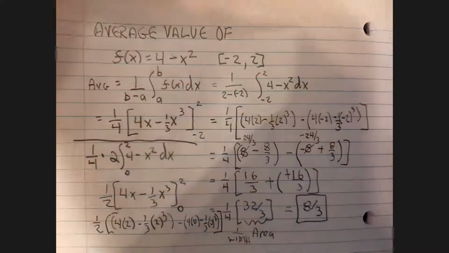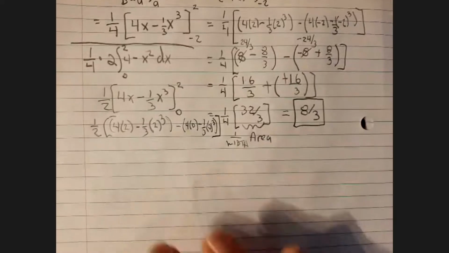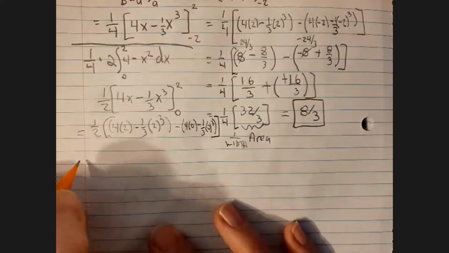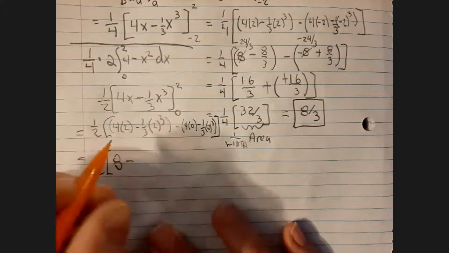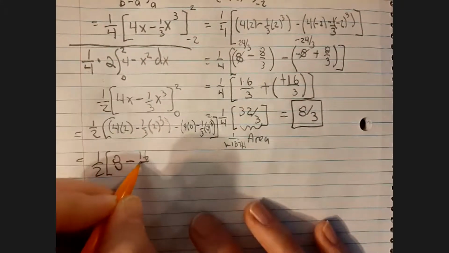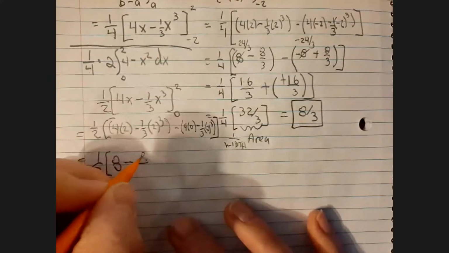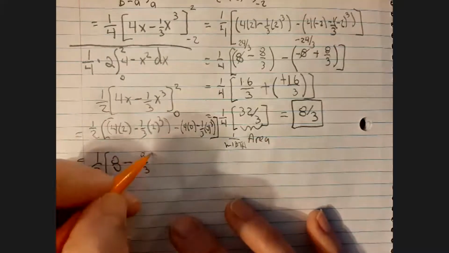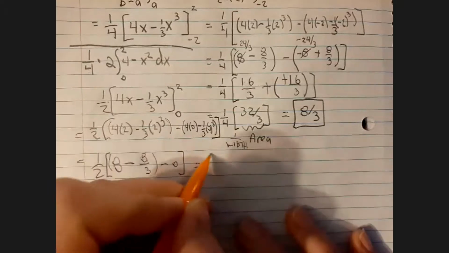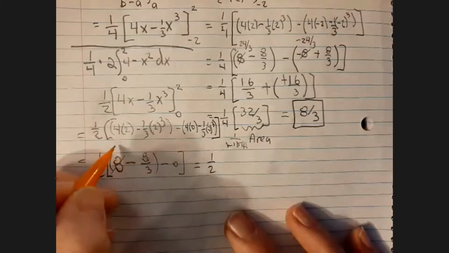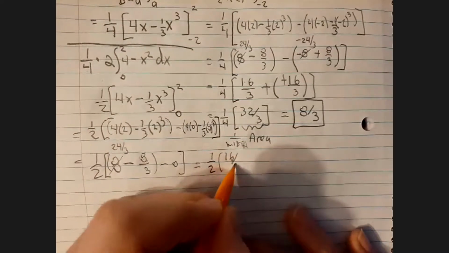And then if we move our paper up a little bit, this is going to be 1/2 times 8 minus 8 thirds. This is why I always do math in pencil. And this is just going to simplify to 0. So you'd have 1/2. Remember before we did, 8 is 24 thirds. So that's 1/2 of 16 thirds.